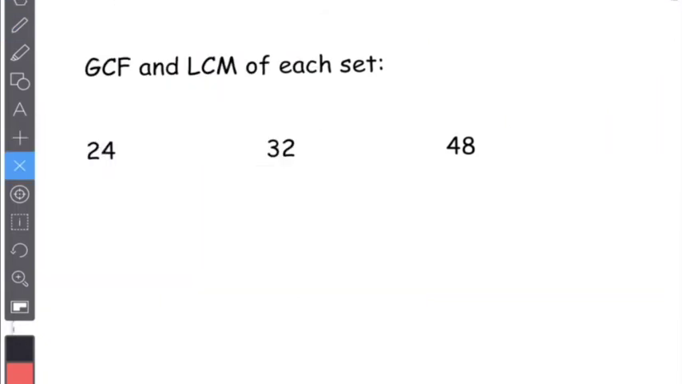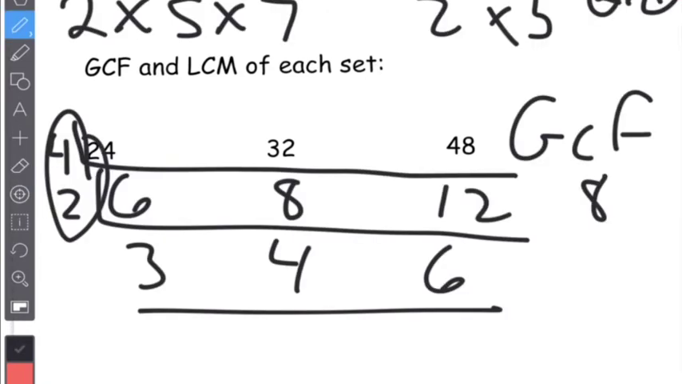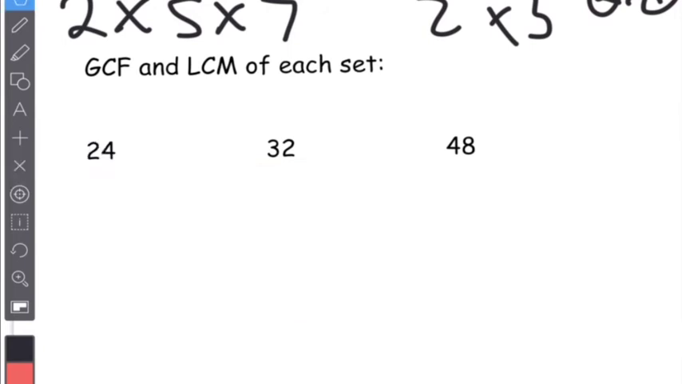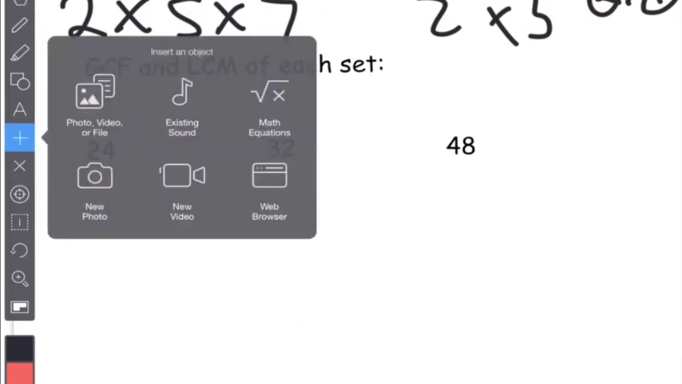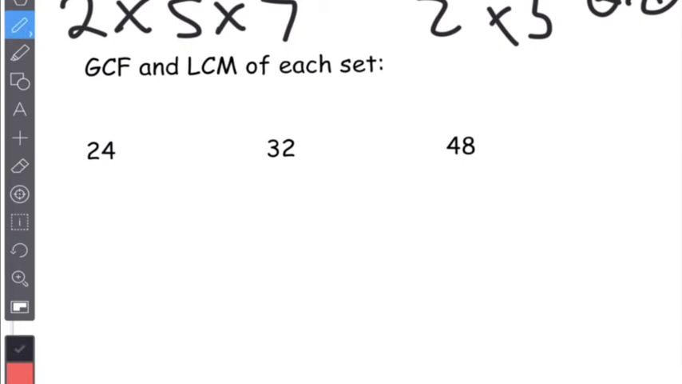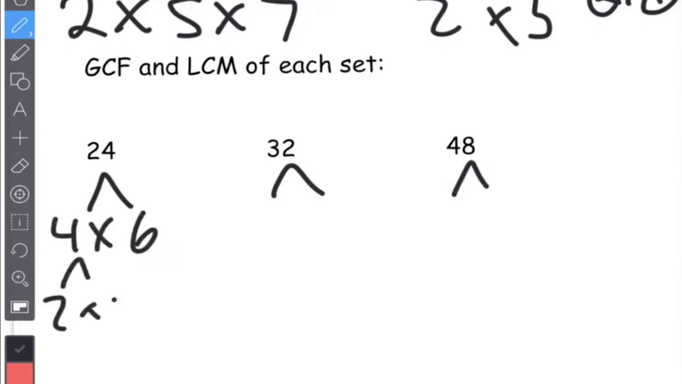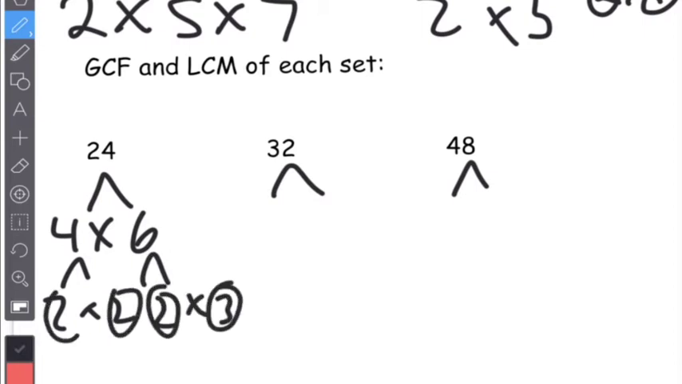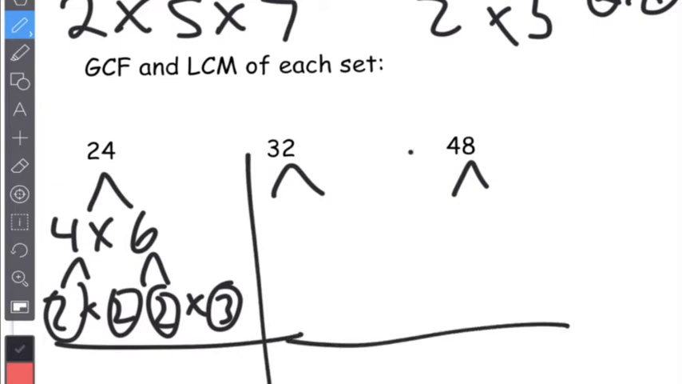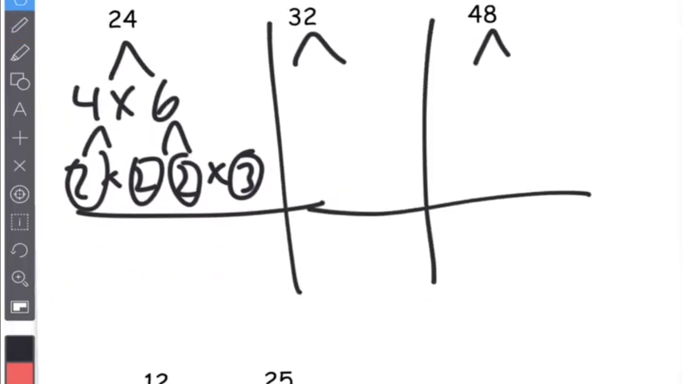Now, LCM for these. Let me redo that. Okay. So for the LCM of these, what you would need to do is make a factor tree for each. So 24, I could do 4 times 6, and this would be 2 times 2, 2 times 3. So that is 2 cubed times 3.